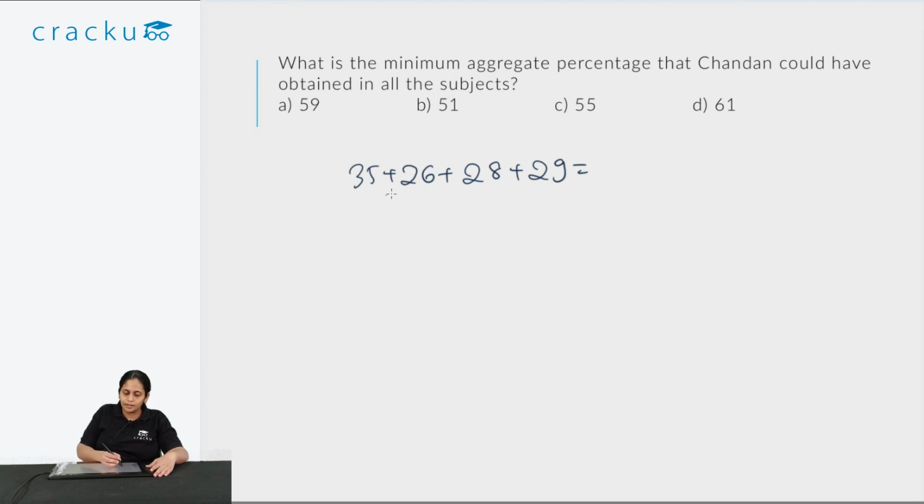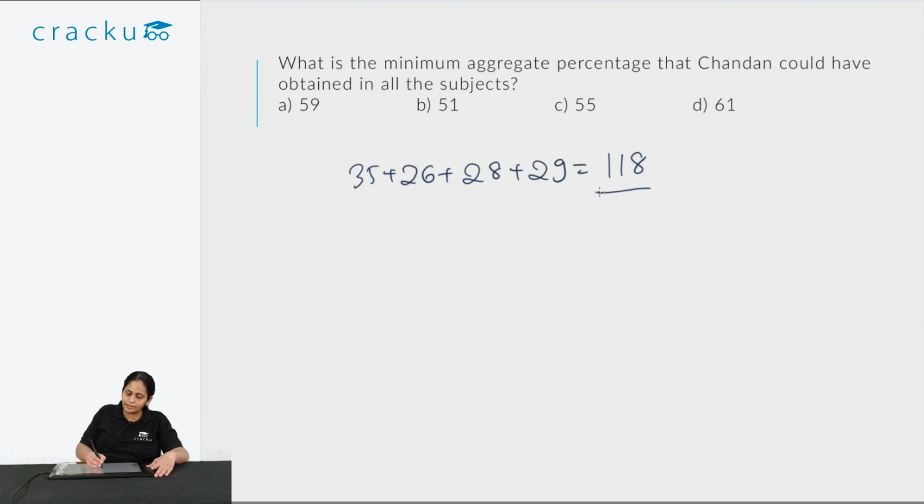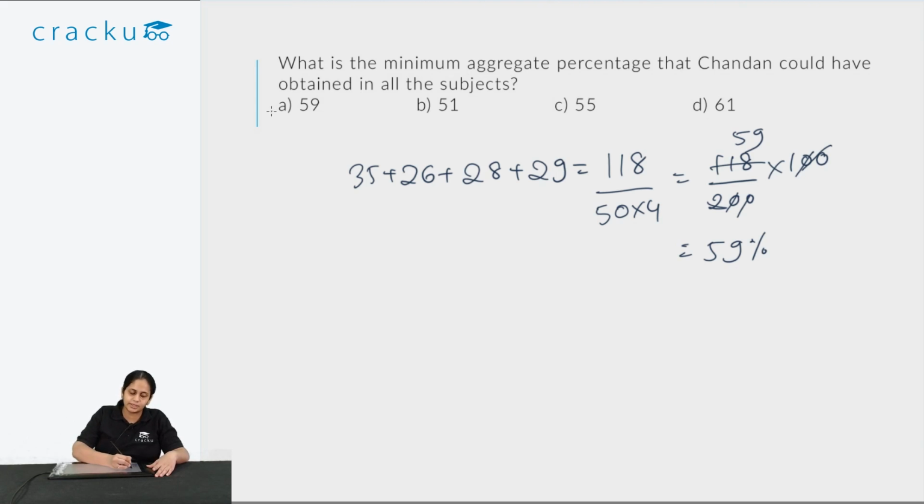So the sum would be 61 plus this would be 90 plus this would be 118. So 118 is the minimum sum that he could have gotten, which means, each mark is out of 50, so this is 118 out of 50 into 4. So 118 out of 200 marks. So in percentage terms, how much is that? This is 59%. So the minimum aggregate percentage that Chandan could have obtained in all 3 subjects is 59%. That is option A.